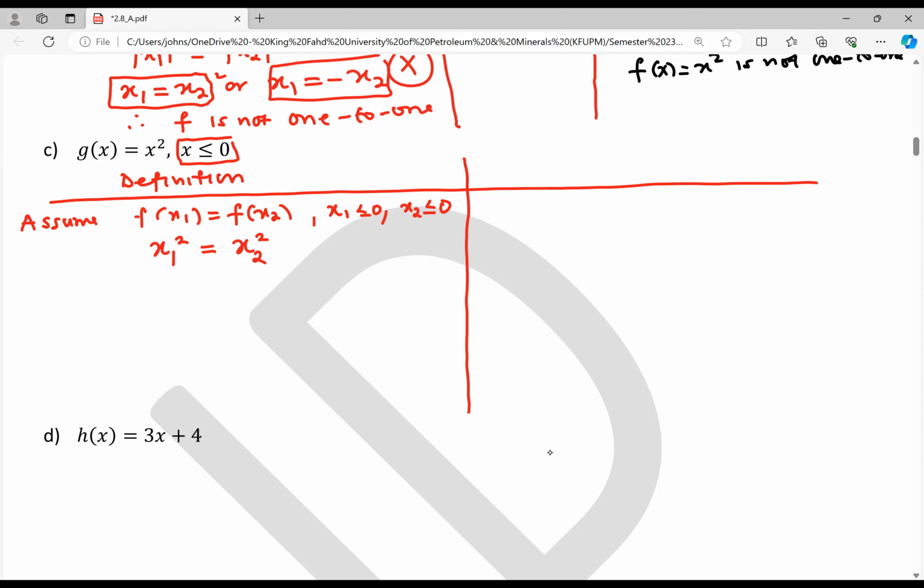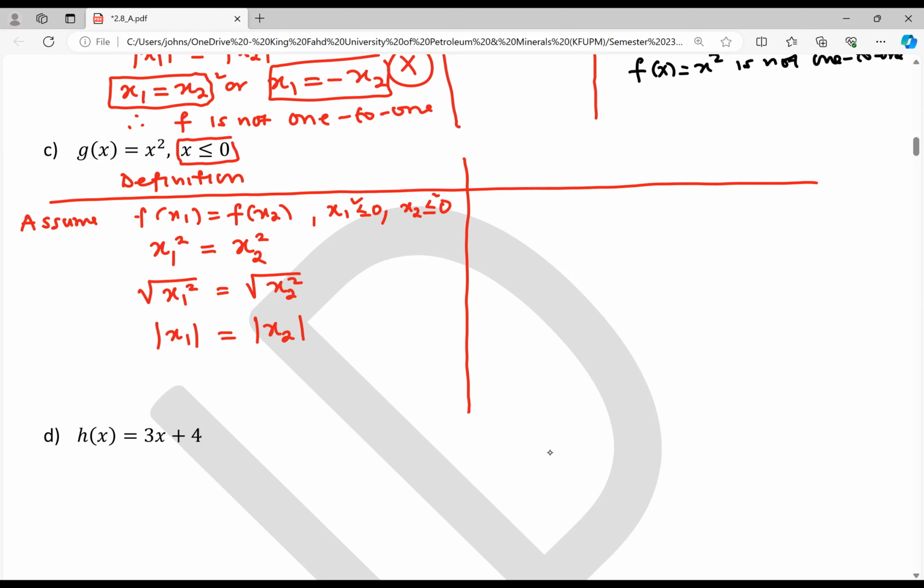Right? Now we can take the root of both sides. So you have the root of x1 squared equals the root of x2 squared. Now, surely this will be the absolute value of x1 equals the absolute value of x2. But x1 is less than or equal to 0, and x2 is also less than or equal to 0.